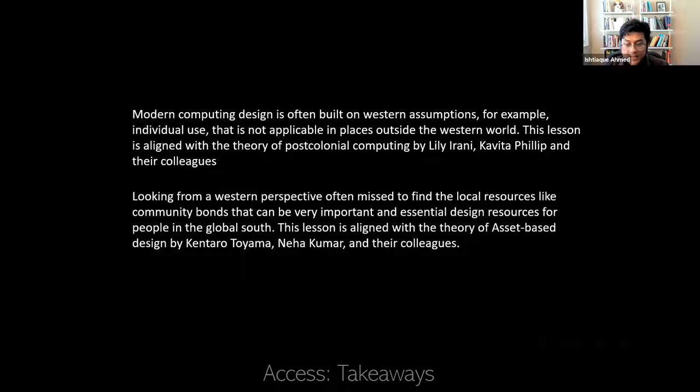In summary, any design effort for helping access to computing should be rooted in the local social context. However, only access is not enough.